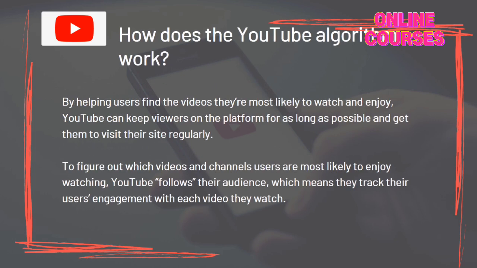How does the YouTube algorithm work? By helping users find the videos they're most likely to watch and enjoy, YouTube can keep viewers on the platform for as long as possible and get them to visit their site regularly. To figure out which videos and channels users are most likely to enjoy watching, YouTube follows their audience, which means they track their users' engagement with each video they watch.